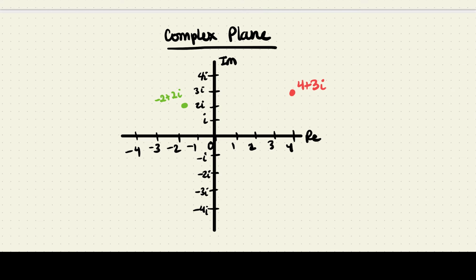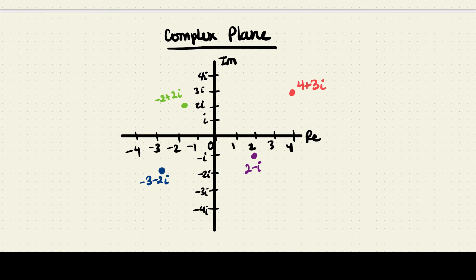I'm going to plot some more in the other quadrants here. So -3 minus 2i means I go over to the left by 3 and down by 2. -3 minus 2i. And then I can plot something like 4 minus 3i, or maybe let's do 2 minus i. 2 minus i will be down here.